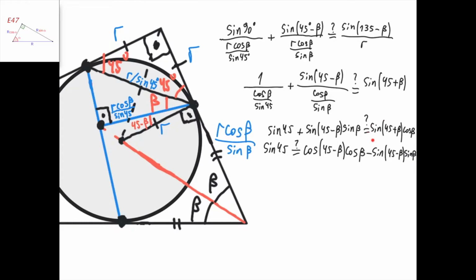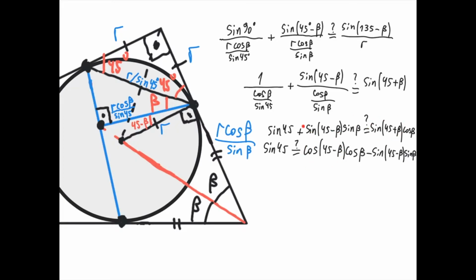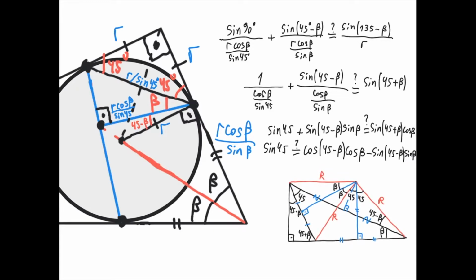So I rewrote sine of 45 plus beta as cosine of 45 minus beta, and I put this expression on the other side with a minus sign. And now the task is to prove this equality. To prove this statement, I'm going to use this picture here. Let me explain. We have a triangle here with angles beta and 45 degrees. This is the altitude in the triangle.